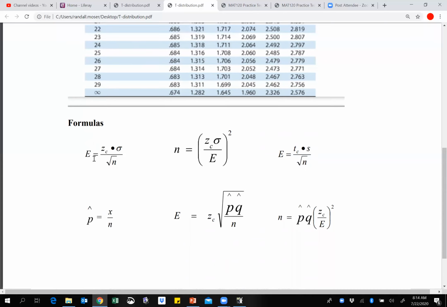And the only real work that's typically involved when you need to find a margin of error is finding the ZC like we just did in example 1. They'll tell you the value of sigma, they'll tell you the value of n, and then the only thing left to find would be ZC.